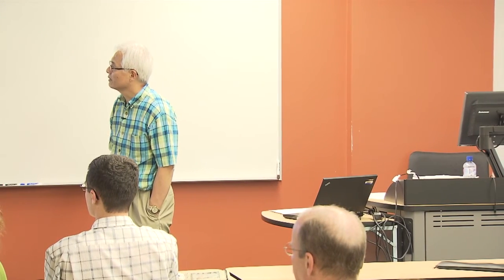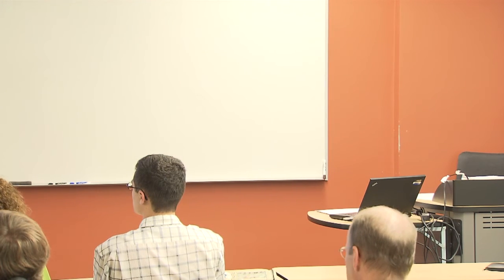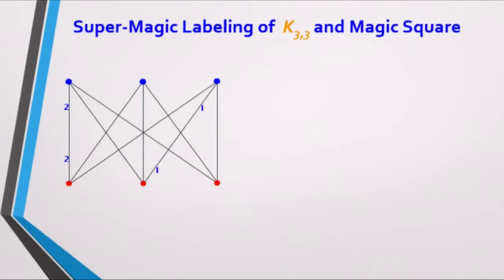All right. Next, the supermagic labeling deals with a complete bipartite graph, and that's probably interesting to magic squares. So here's a connection. This is a complete bipartite graph of K sub 3,3. 3 vertices on top, 3 vertices on the bottom here. And I'm going to label them in this way, starting with 1, go all the way to 9.